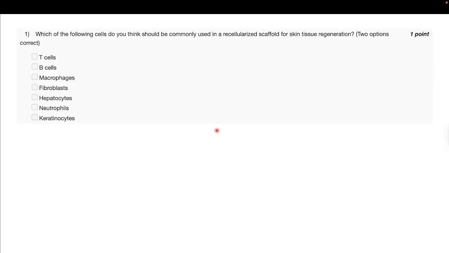So the first question is, which of the following cells do you think should be commonly used in a recellularized scaffold for skin tissue regeneration? And we have to choose two correct options. So if you know the answer, please let me know. You can unmute yourself and let me know the answer, or if you want, you can also write in the chat box.